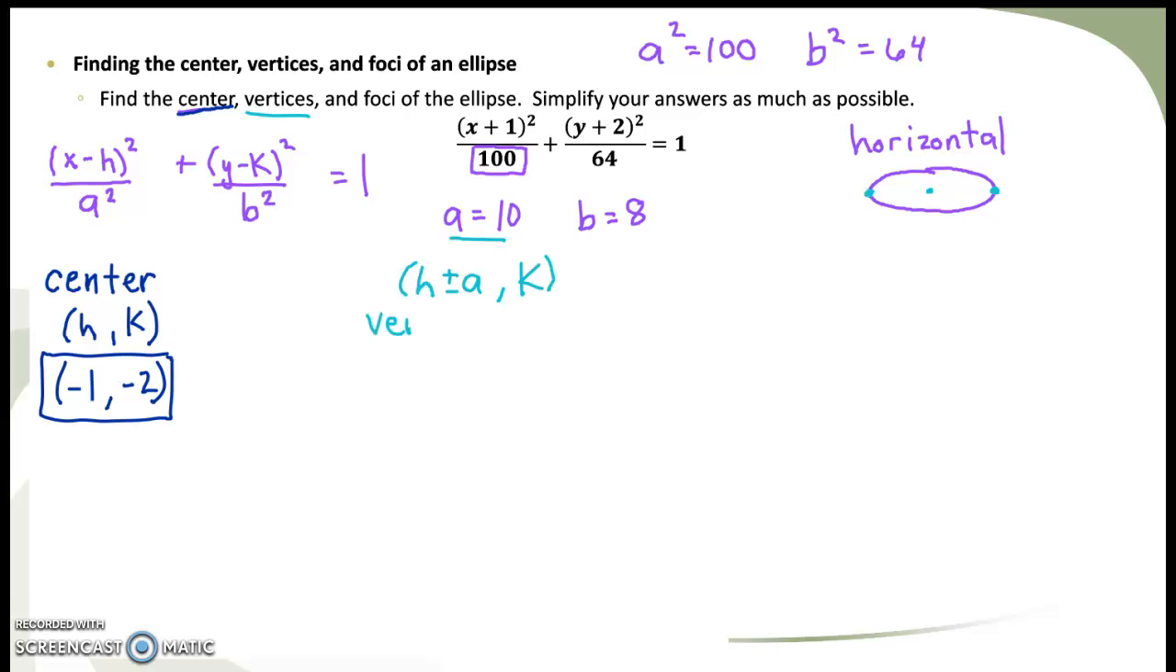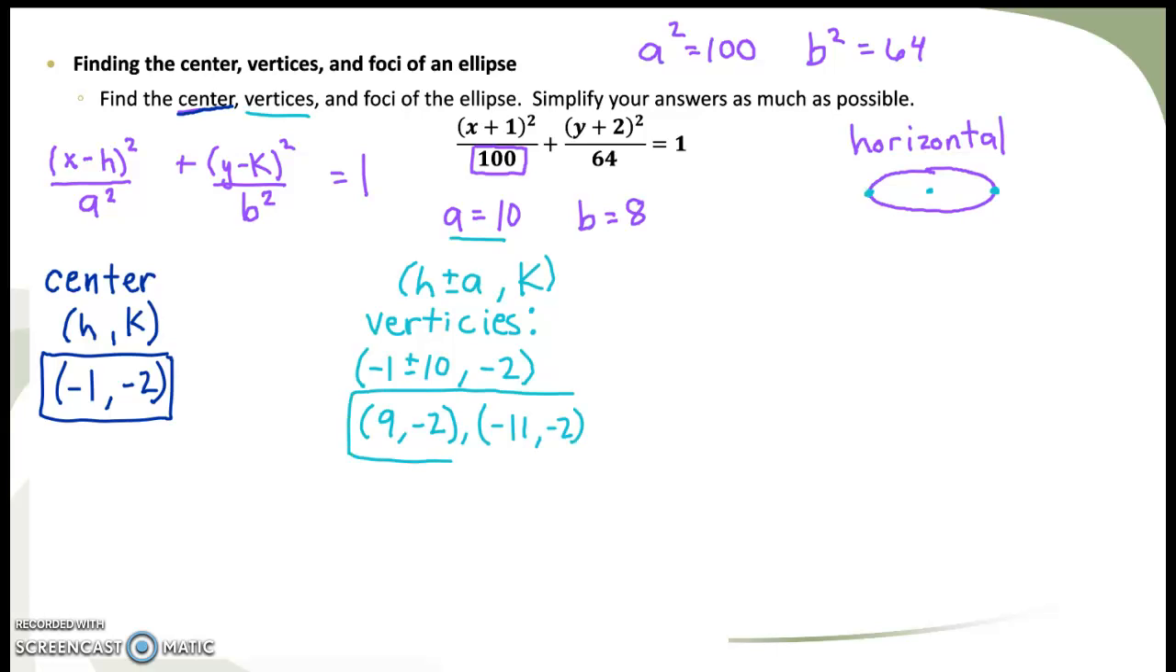So for our vertices, we will have h is negative 1, and then we plus or minus 10, which is a, and then we have negative 2. So we have two vertices. Negative 1 plus 10 is a positive 9, and negative 2. So that's one vertex. And then our next vertex is negative 1 minus 10, which is negative 11, and negative 2. So there are our two vertices.